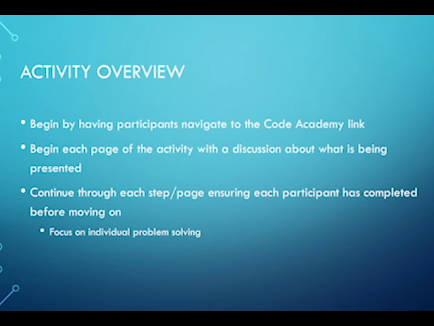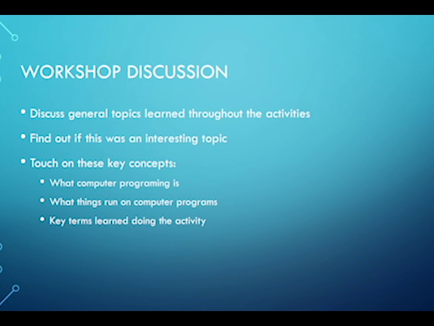Throughout the activity, try to get the participants to problem solve for themselves. Complete this activity by giving volunteers a chance to show off their names and the colors they chose. Part 3 of this activity is a discussion. Finish the workshop with a discussion about all of the general topics learned during the activities.